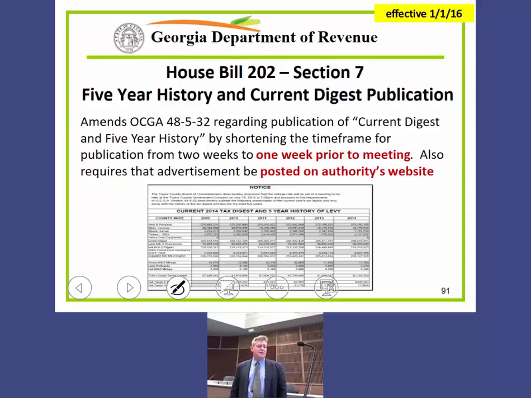Here's an example of a current and 5-year history digest advertisement. You may have recognized this from the newspaper. You may not, but every county publishes in a newspaper of general circulation this current and 5-year history advertisement every year prior to the adoption of the current year millage rate, whether or not there's a tax increase. And all municipalities that levy a millage rate are also required to do this advertisement.